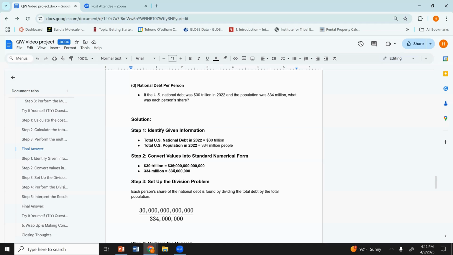So 30 trillion is the same as 30, and we're going to add 12 zeros, and 334 million is the same as 334, and you're going to add 6 zeros because 6 zeros is a million. Okay, now we get that. This question is really dividing the debt by the population, which is 334 million, and that's going to indicate how much debt is each citizen responsible for.